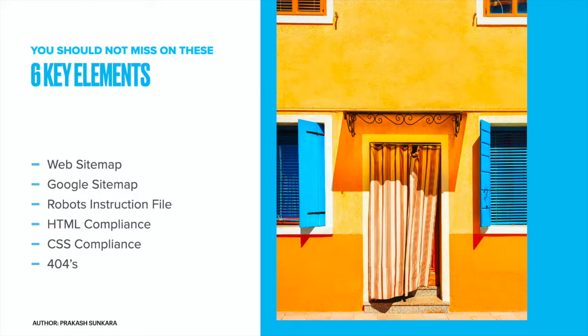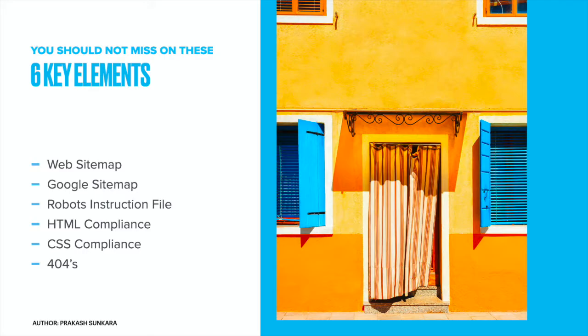The third one is robots file, through which you give instructions to robots on which page to crawl and which ones not to crawl. The fourth element is HTML compliance. Every website should have an error-free code. This will impact a user's search visibility. The fifth element is CSS, which is equally important like HTML. Last but not least, it is 404 pages. A website should not have any 404 error pages.